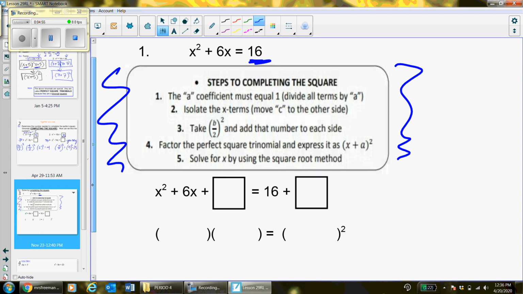If it isn't, if it said minus 16 by the 6x, then you would add 16 to both sides so that it could look like this. All right, so step 3, we're skipping straight to step 3. Take b over 2 squared and then add that number to each side.